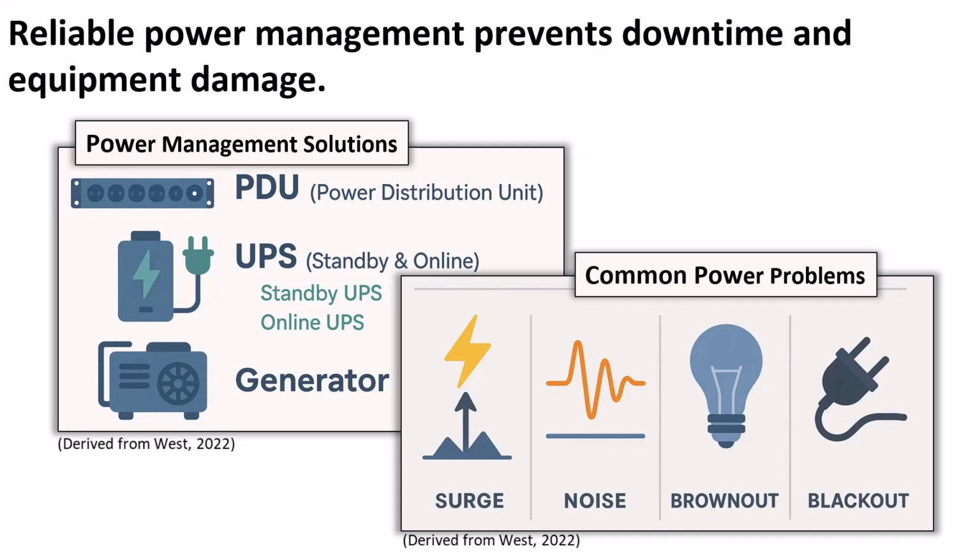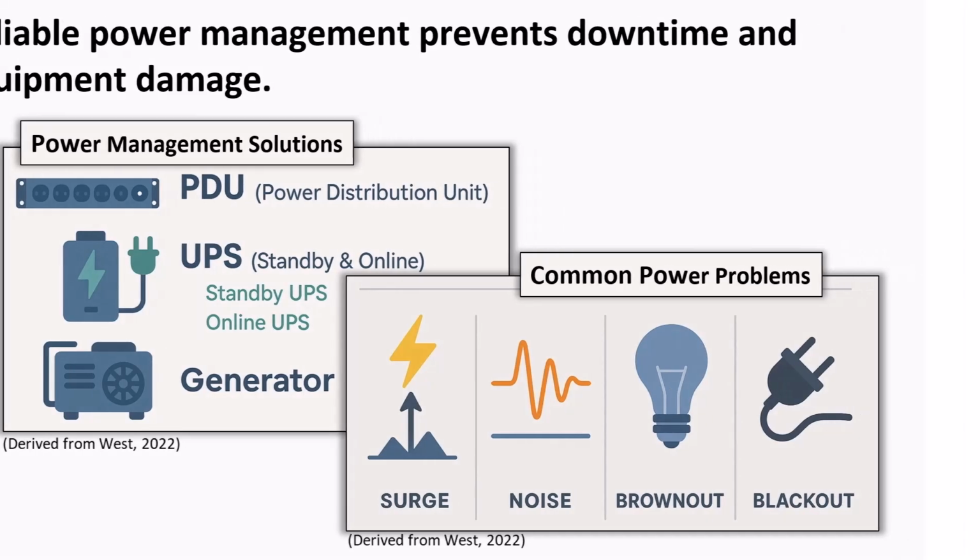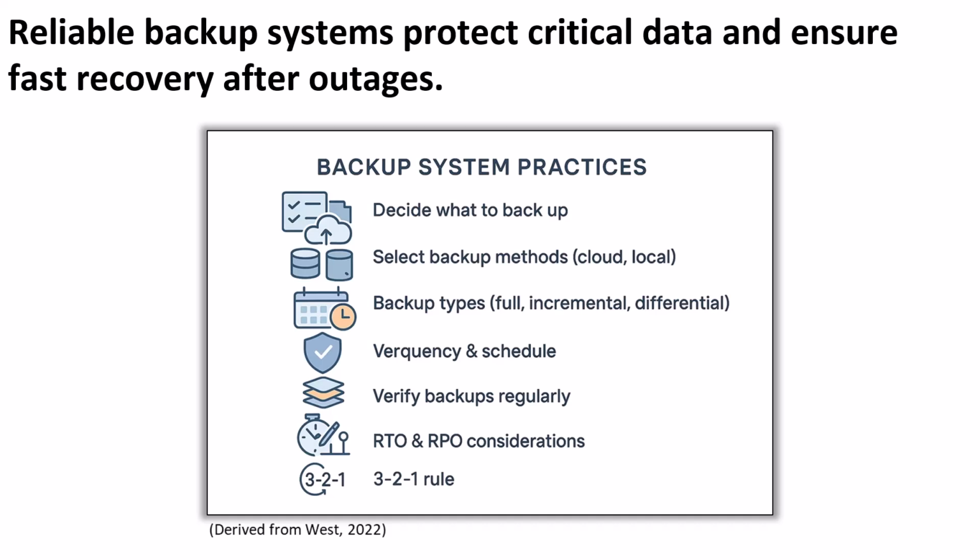Finally, robust backup systems protect critical data and speed recovery after outages. First, decide what to back up: user data, configurations, compliance records, and so on. Then choose the methods: the cloud for offsite safety and local hardware or software for fast restoration. Use full, incremental, or differential backups as needed. Schedule them frequently and verify them with test restorations.